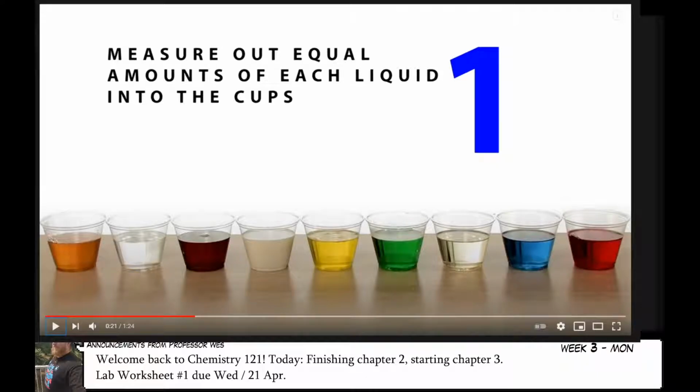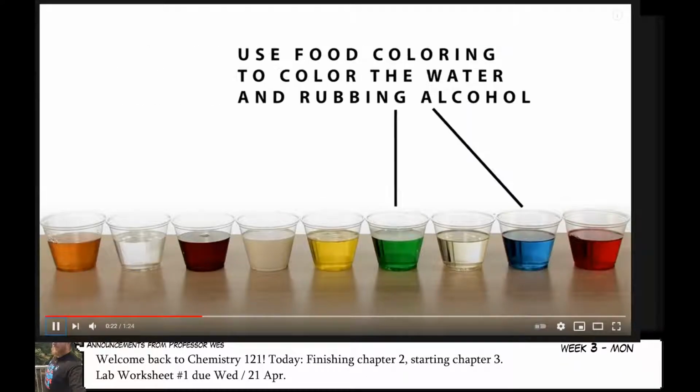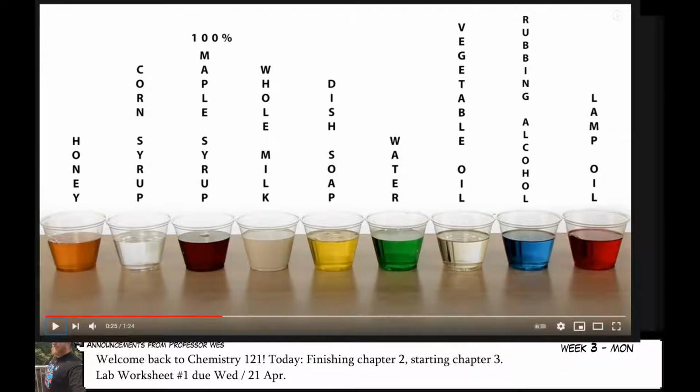Here are the liquids that are going to be used. In fact, it even says what they are here. There they go. Now, they're ordered left to right from highest density to lowest density. So the honey is going to go on the bottom. Then the corn syrup is going to go on top of that. Then the maple syrup is going to go on top of that, and so on and so forth.